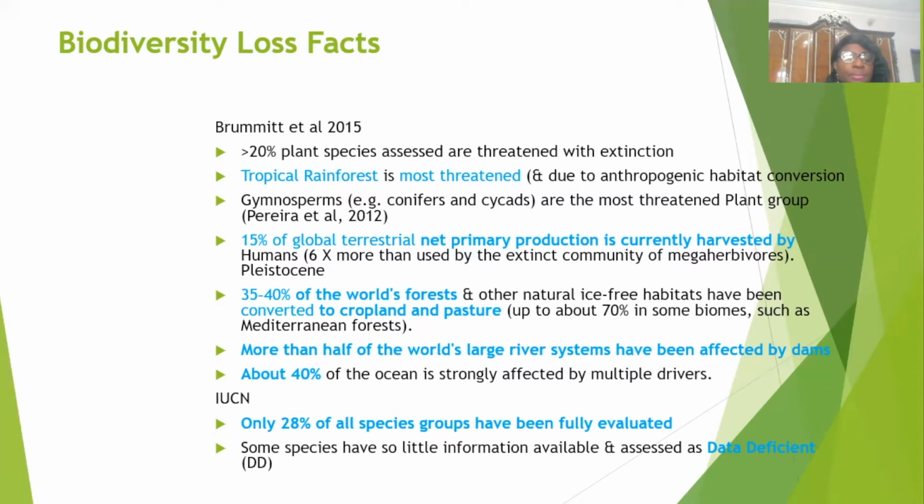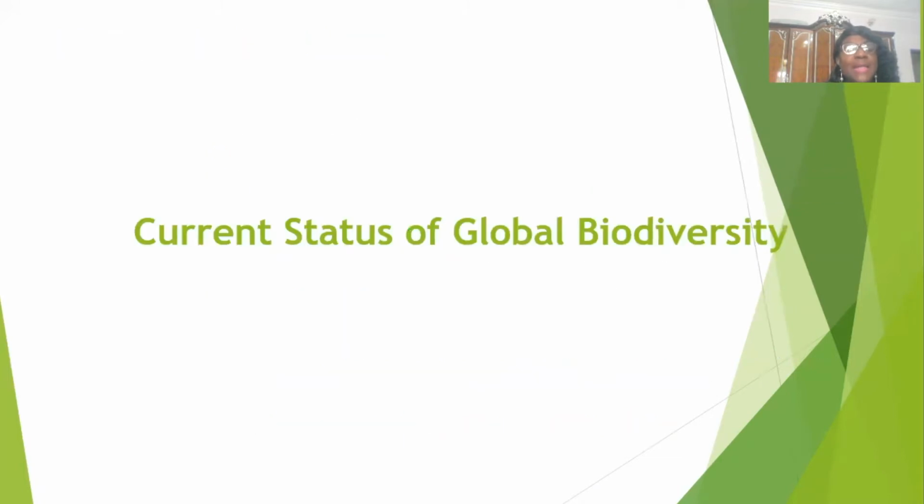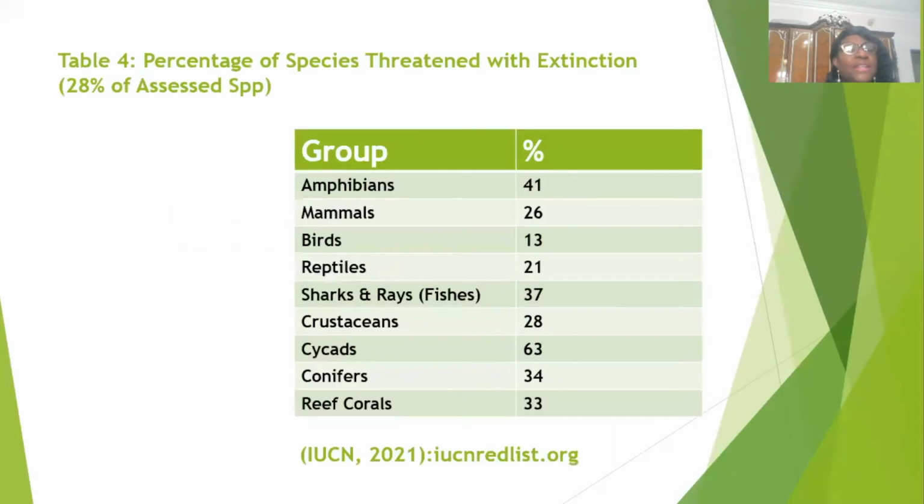IUCN 2021 indicates that only 28 species of all species groups have been fully evaluated. Some species have so little information that they are designated data deficient. Let's look at more statistics on the current status of global biodiversity.